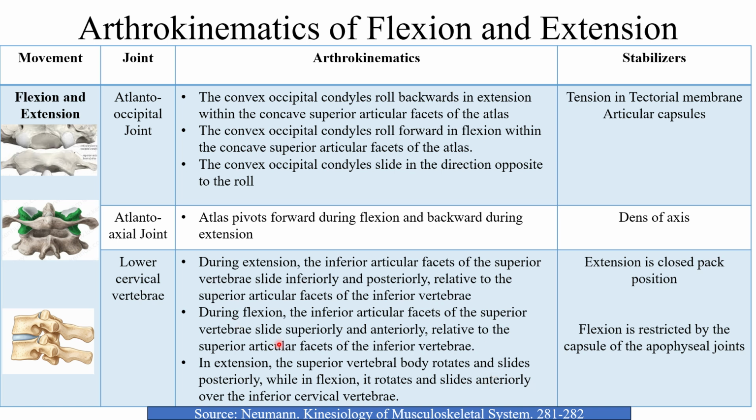So all the movements that are described here are of the superior vertebrae with respect to, or in comparison to, the inferior vertebrae. So here the stabilizers in flexion and extension of the lower cervical vertebrae are: in extension, it is a closed back position because all the spinous processes come in contact with each other and the facets also come in contact with each other. And in flexion, it is basically the tension in the capsule of the apophyseal joints, which restricts the movement further and stabilizes the joint.